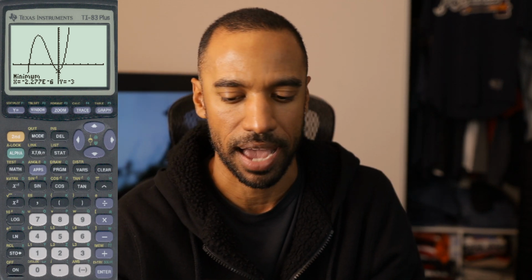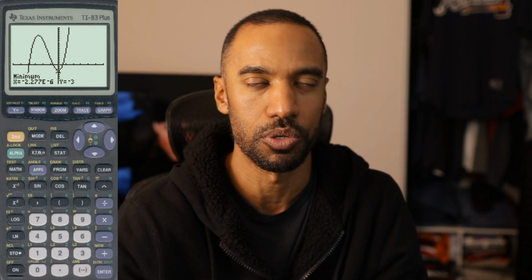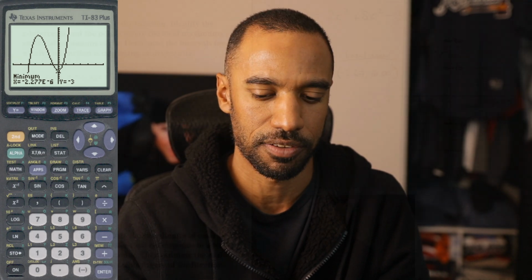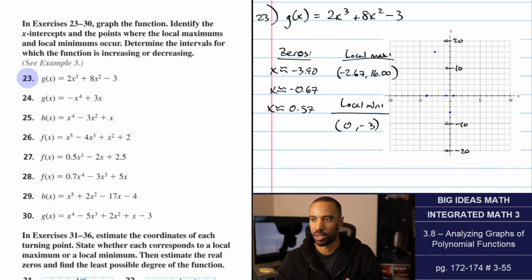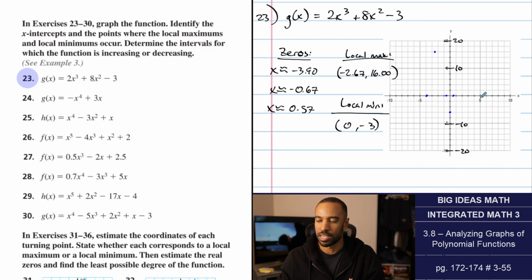I believe that this min is not just rounded to be (0, negative 3). I believe it is exactly (0, negative 3). Just like this local max, it might actually be (negative 2 2/3, 16). I'd actually have to use calculus to figure out whether that's true or not. But the local min here, whether rounded or not, is at (0, negative 3). So the y-intercept is that local min.